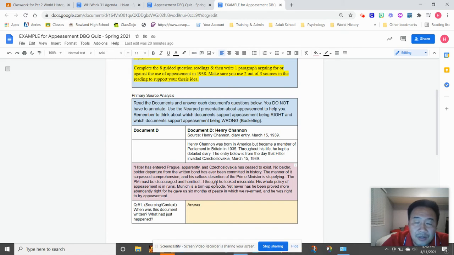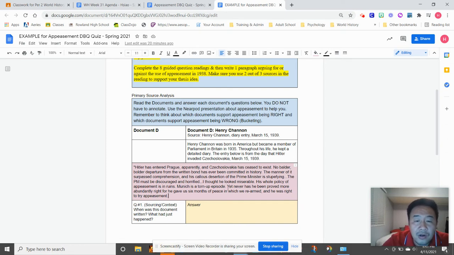I thought he looked miserable. His whole policy of appeasement is in ruins. Munich is a torn up episode. Yet, never has he been proved more abundantly right, for he gave us 6 months of peace in which he rearmed, and he was right to try appeasement.